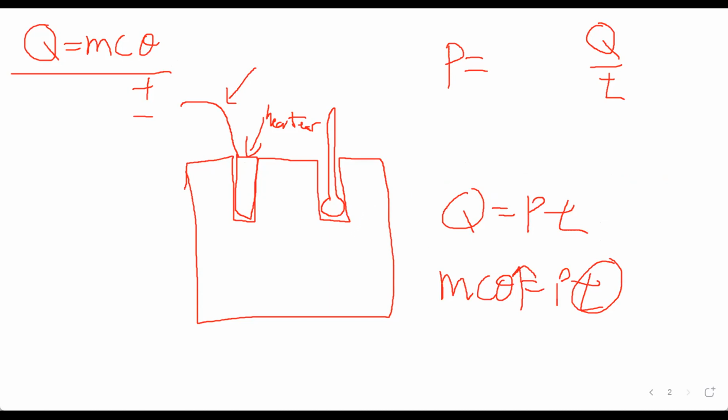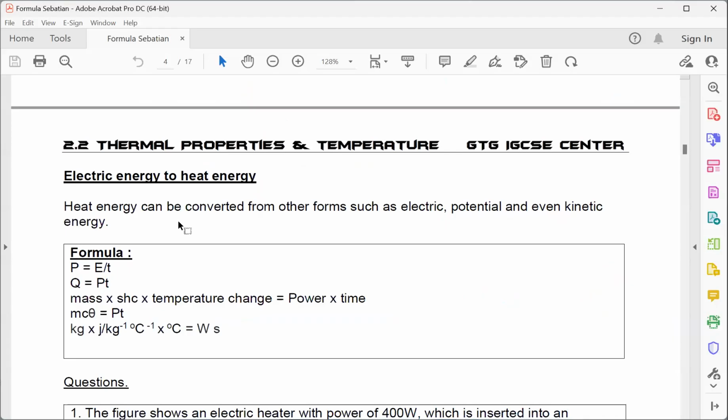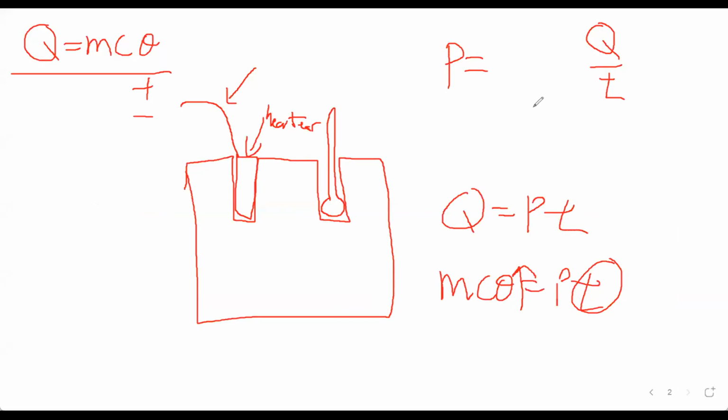Very important. Okay. So if you want to have a more structured sequence here, basically heat energy can be converted from other forms such as electrical potential or even kinetic energy. The formula is power is equal to energy over time. In this case here, Q is equal to power times time, which is mcθ is equal to power times time. Right. I think maybe copying this would be easier.